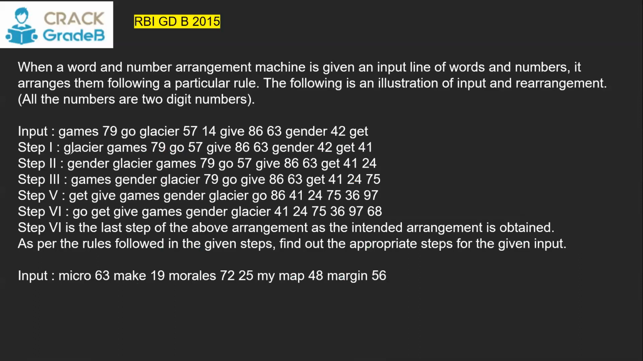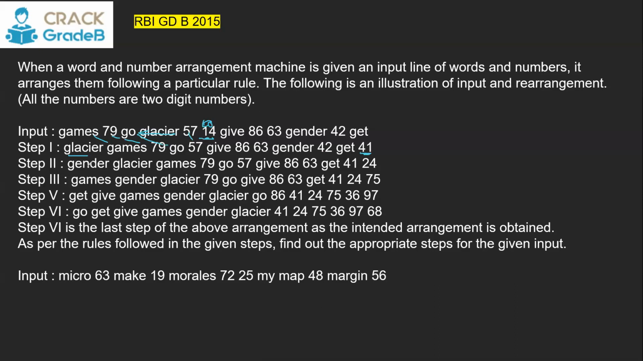So in the first move, the glacier comes in front of games. So games, 79, go, 57. This glacier moved to the first place. Then go, 57. But the 14 has also gone to the last place as 41. That means the digits are interchanged and it goes to the last place. The remaining letters, words and numbers stay in this place.